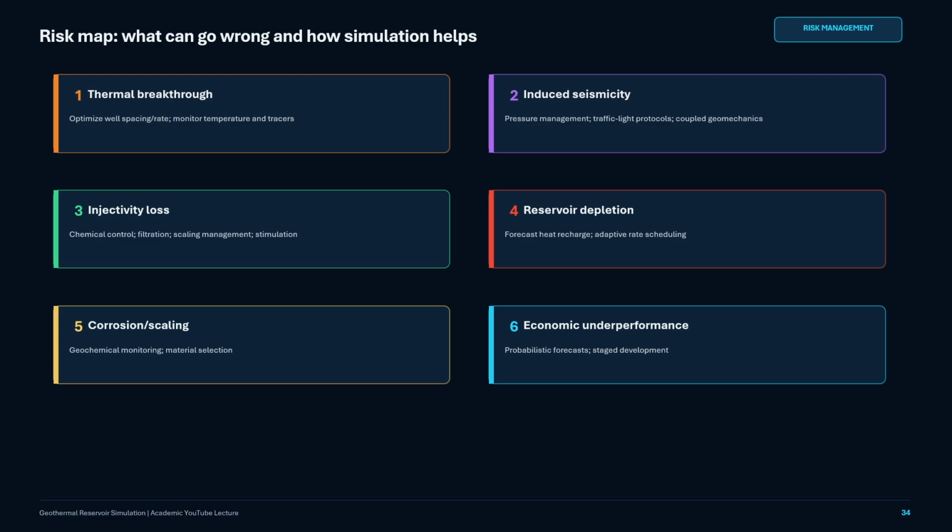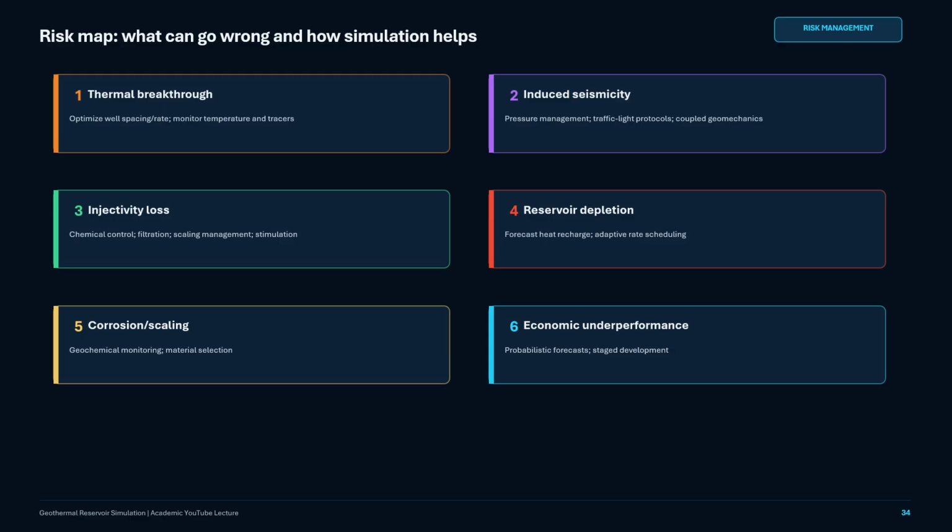Every geothermal project must manage risk. Thermal breakthrough can reduce power output. Induced seismicity can affect public acceptance and safety. Scaling and corrosion can damage wells and surface facilities. Injectivity decline can reduce circulation. Subsidence or ground deformation may occur in some settings. Simulation helps by converting these risks into maps, thresholds, and early warning indicators.